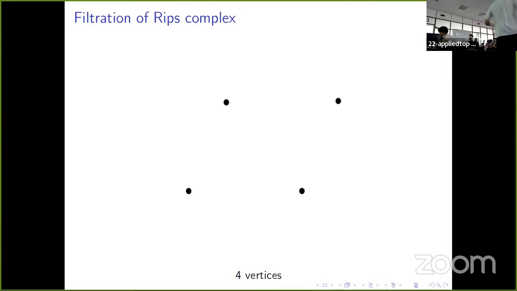And for epsilon 0, my balls have radius epsilon over 2. I see 4 vertices. Topologically speaking, I see 4 connected components. Okay, let me increase the radius a little bit. Then the first non-trivial event will happen. Let's see. So those 2 points are the closest ones. So the moment my epsilon reaches the length of that edge, the radius of my balls reaches half of the length of that edge, I will see this edge being formed.